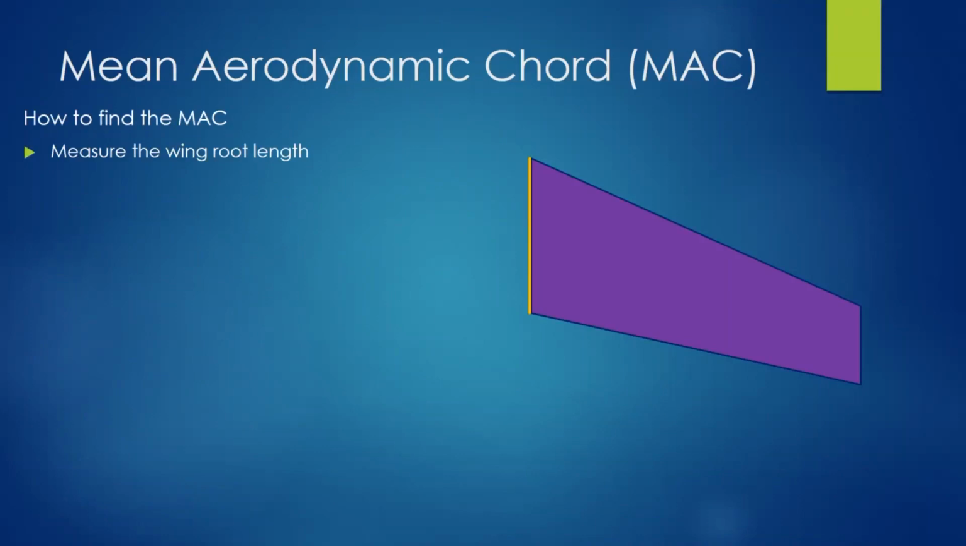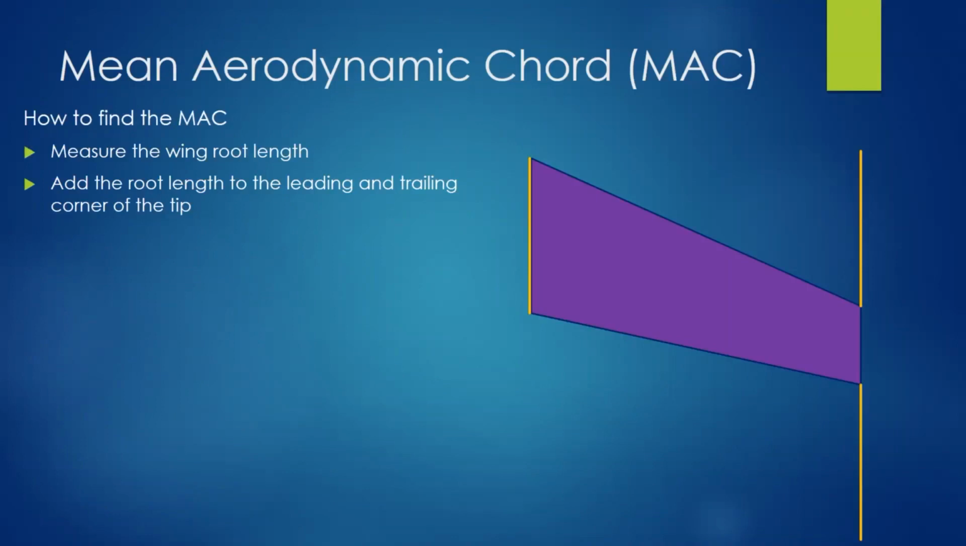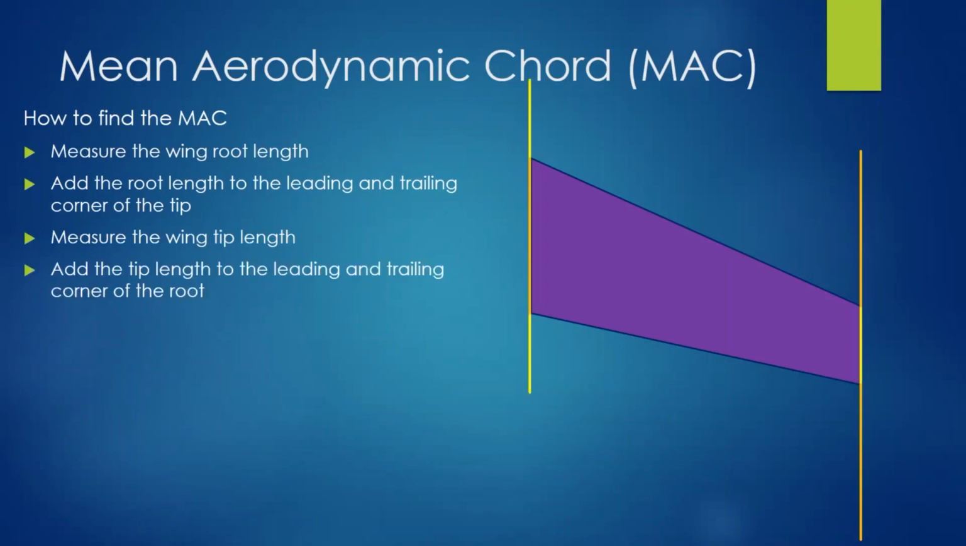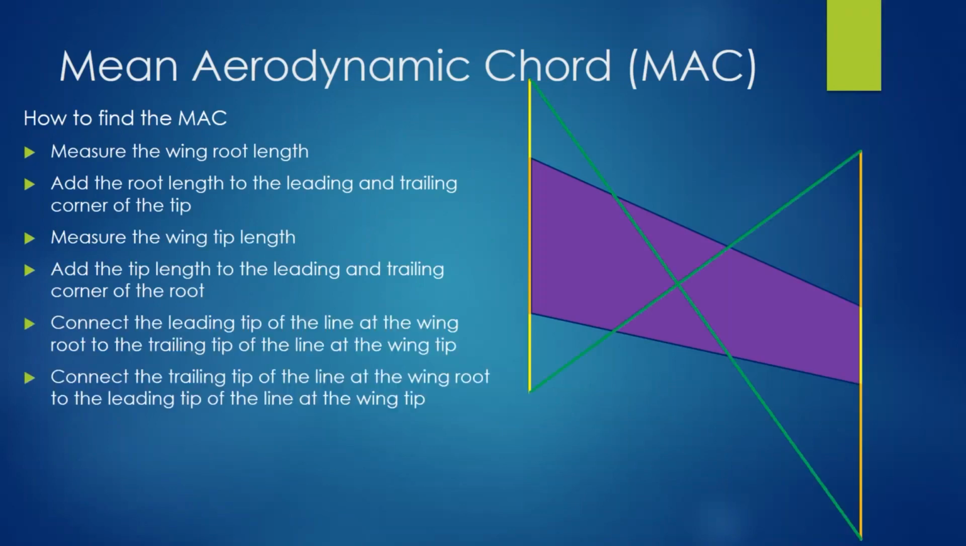What we have to do is measure the root length, and add that to the tip. We put one root length in front and one root length behind the tip to get this full length over here. Then we measure the tip and add that to the root: one tip length in front, one tip length behind, to get this trapezoid shape. Then we draw lines across them to find the center point of the wing.